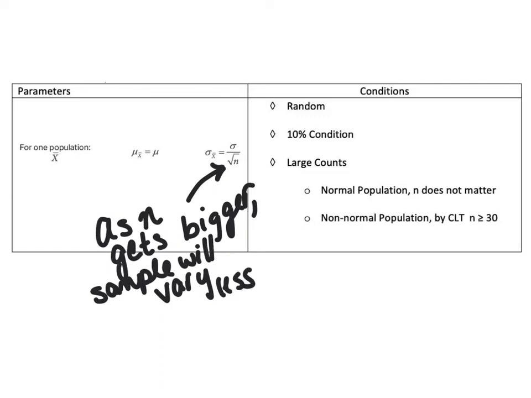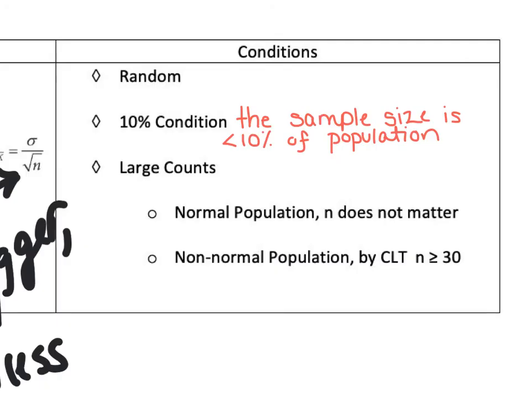All right, so let's talk about our conditions for sampling distributions with means in order for it to be approximately normal. Our first one is random. Our sample has to be random without bias. These first two are really for independence. So the second one is the 10% condition. The sample size must be less than 10% of the population.